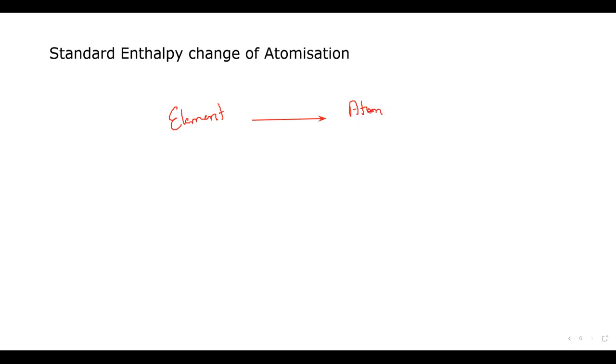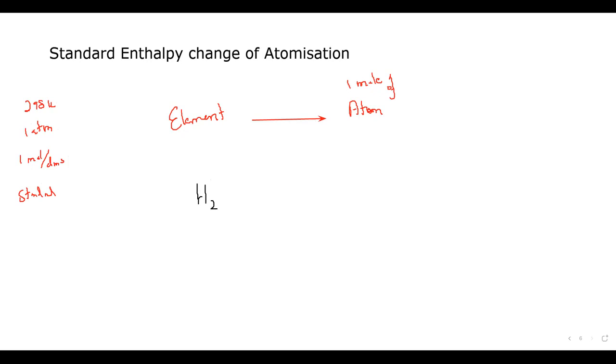So formation is when elements form a compound. Atomization means when an element forms an atom. And it should be 1 mole: when 1 mole of atoms is produced from the element under the standard condition. The standard refers to 298 Kelvin, 1 atm or 100,000 Pascal, concentration of 1 mole per decimeter cubed, and we have all the materials in the standard conditions. For example, you have a hydrogen molecule.